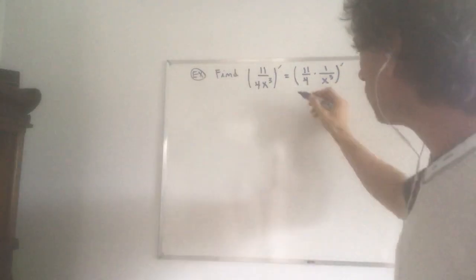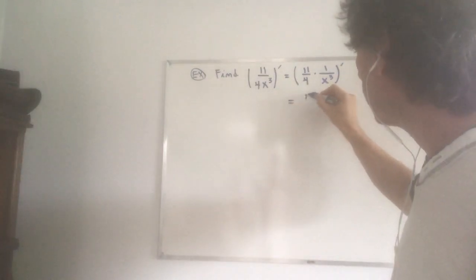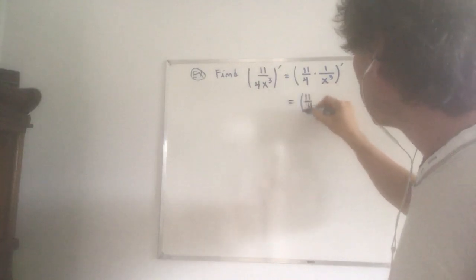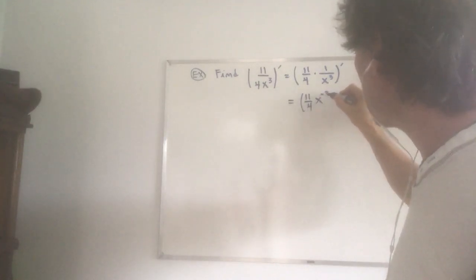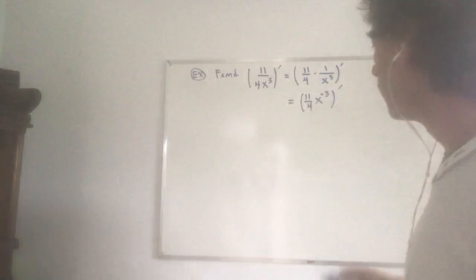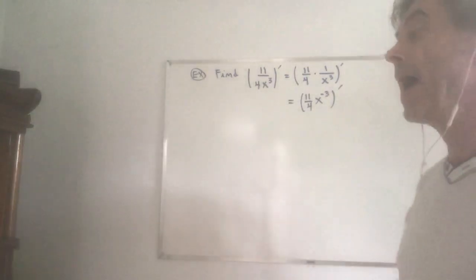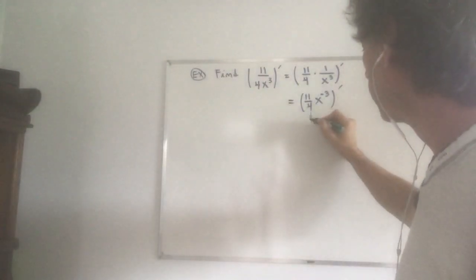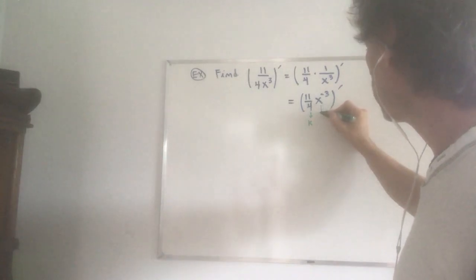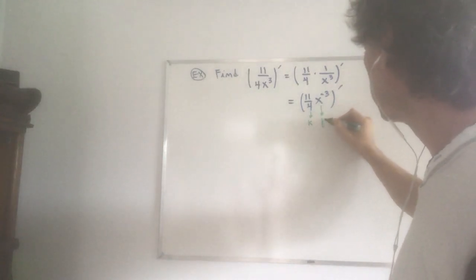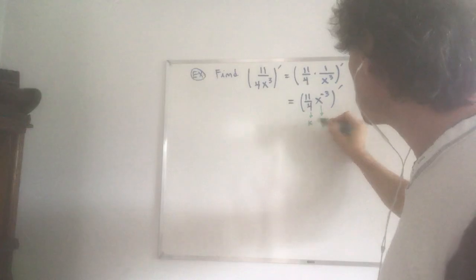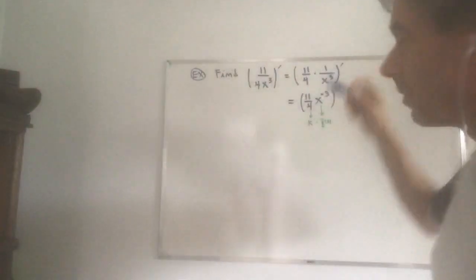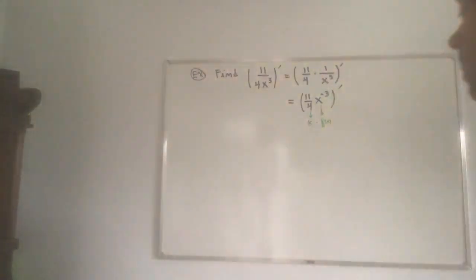But you see, the advantage of this is that it can now become 11 over 4 times x to the negative 3. Oh, look at that. And now that is a k times an f(x), a constant times the function. So I can apply my rule because I have a constant that multiplies something with x's.